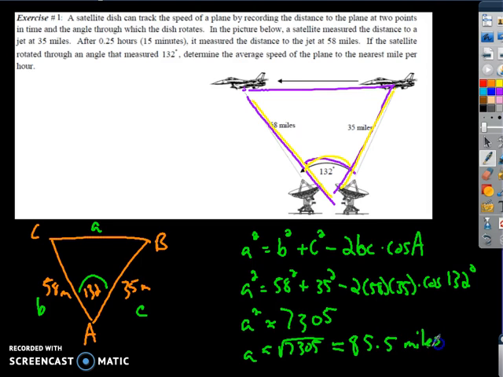miles. All right, that means the plane traveled a distance of 85.5 miles, roughly, over the course of that 15 minutes. Since they wanted miles per hour, I'm not going to think about that being 15 minutes. I'm going to think about that being 0.25 hours. All right, so I'm going to need some space, so I'll try to make it fit.